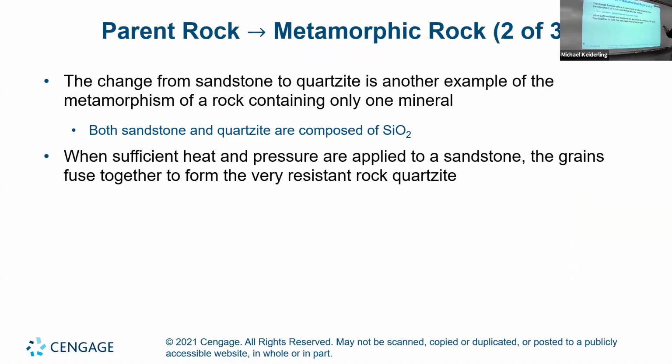The change from sandstone to quartzite is another example of the metamorphosis of a rock containing one mineral. Both sandstone and quartzite are composed of silicon dioxide, or quartz. When you apply sufficient heat and pressure to sandstone, the grains fuse together to form a very resistant rock, quartzite. So quartzite is much tougher and harder than sandstone, because instead of the grains being loosely glued together, they've grown together from the heat and pressure and recrystallized into each other. And so it's much harder and more resistant.